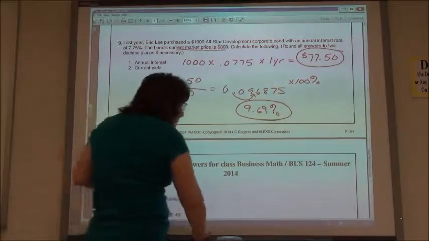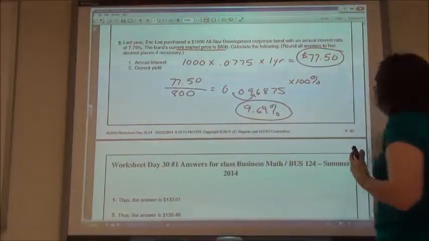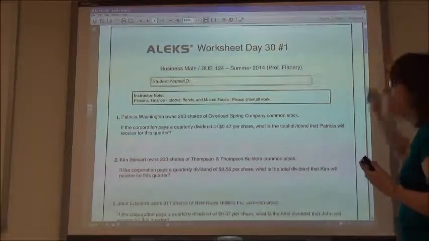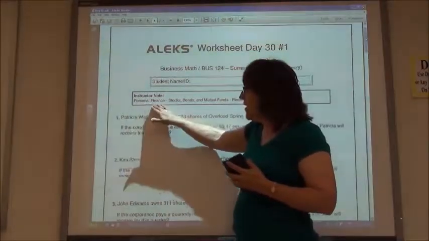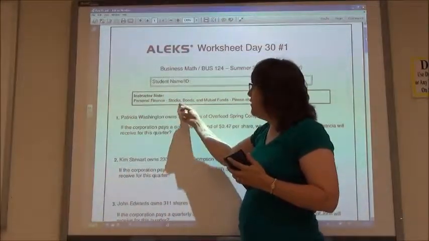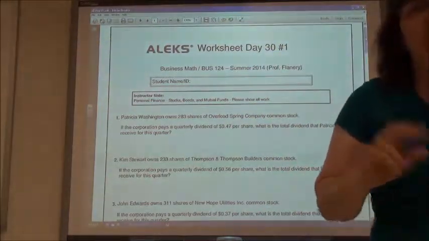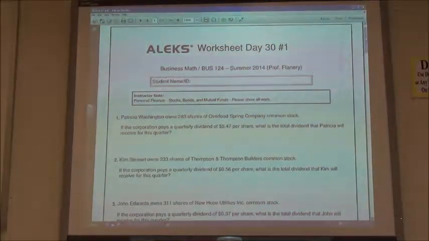And that is the end of worksheet day 30. So again, if I can get this to slide, it doesn't want to do that ever. It's under the personal finance slice of your pie chart, under the stocks, bonds, and mutual funds. So you'll want to see if you have any of those 3 types of questions, and do those on your pie.